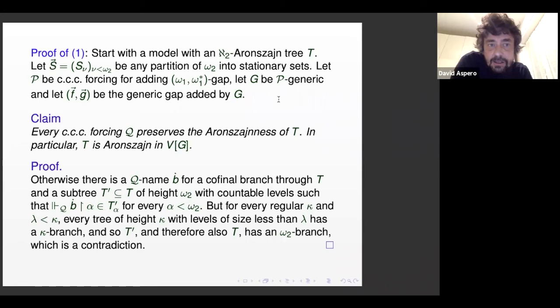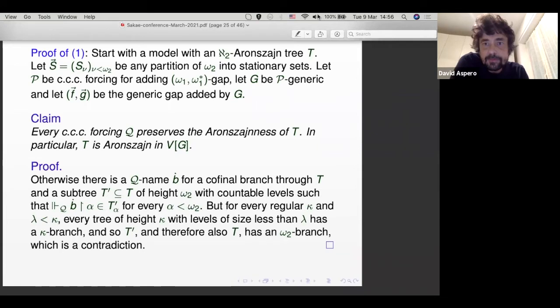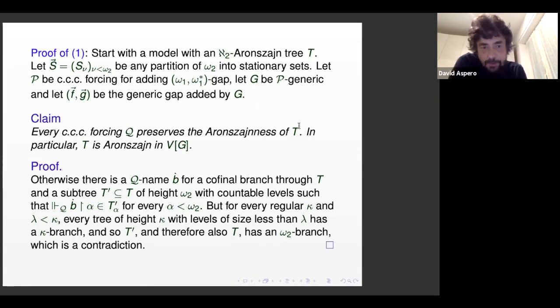Now you use the fact that every CCC forcing will preserve the Aronszajnness of T. So in particular, T remains Aronszajn in the extension. That's a standard argument, which I will just skip.